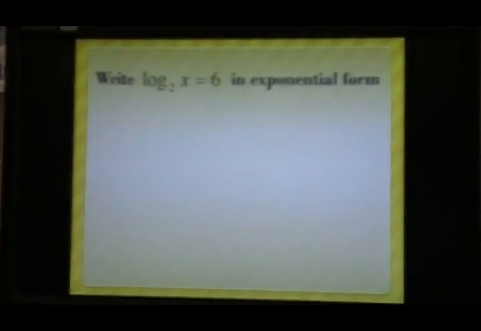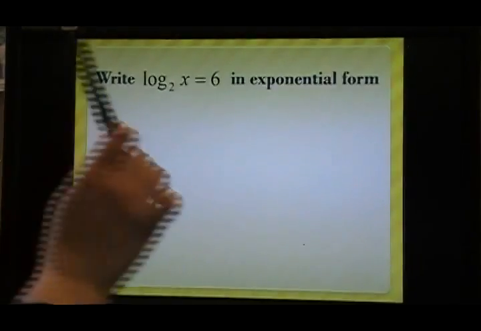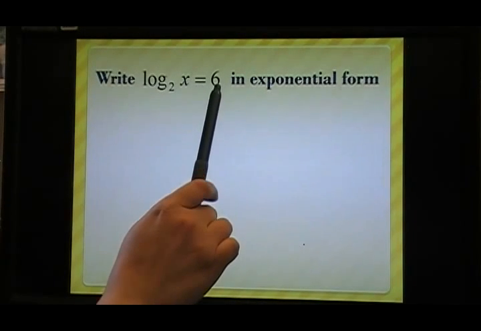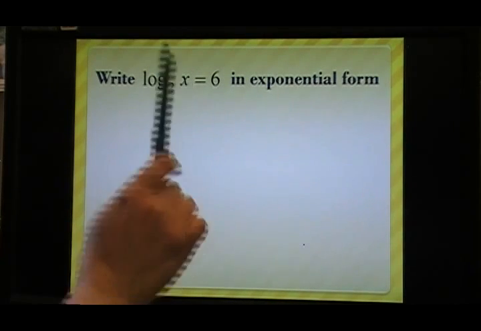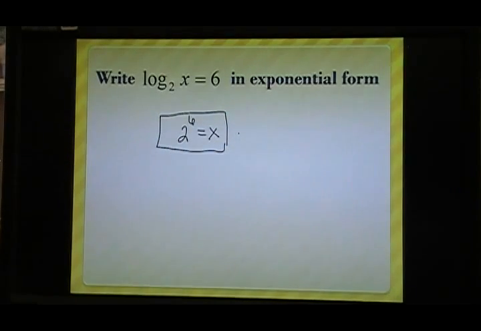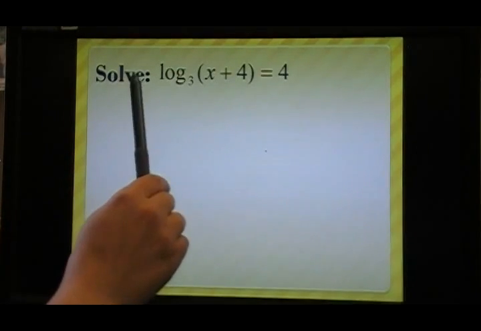Okay? So this one, all it says to do is take this and put it in exponential form. So saying that log base 2 of x equals 6, we're saying that 6 is the power 2 must be raised to get x. Or that 2 to the 6th power is x. It didn't ask me to solve, it just said write it in exponential form. And that is what I've done. So I've said 2 to the 6th power is x. Okay? Here, this says solve this.